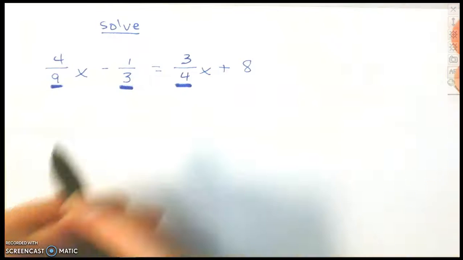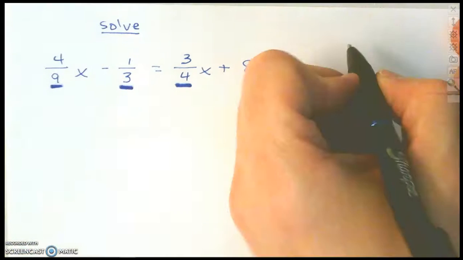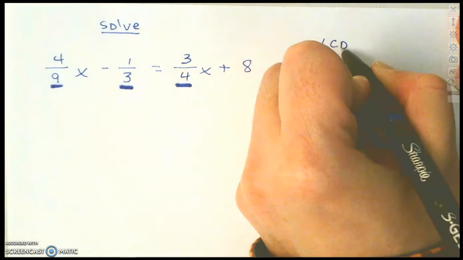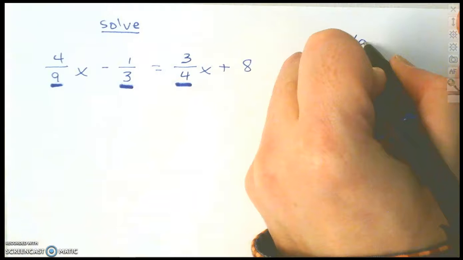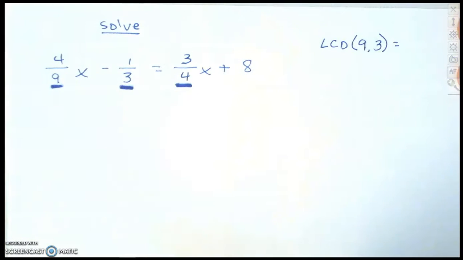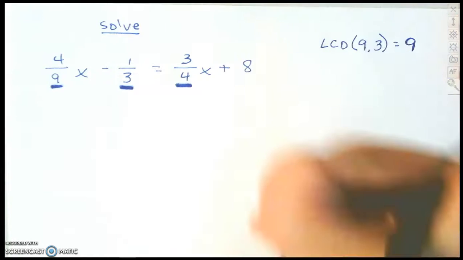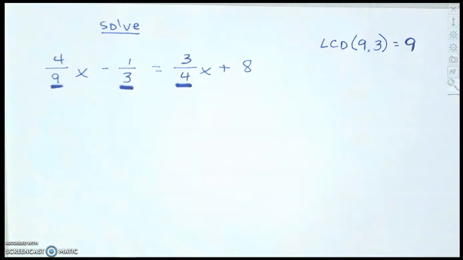So I'm going to take the denominators, and I'm going to do them in pairs together. So let's try to take the least common denominator of 9 and 3. Okay, the least common denominator of 9 and 3, that's going to be 9, right? Because 9 goes into 9 itself 1 time, and 9 goes into 3 3 times. So the least common denominator of 9 and 3 would be 9.